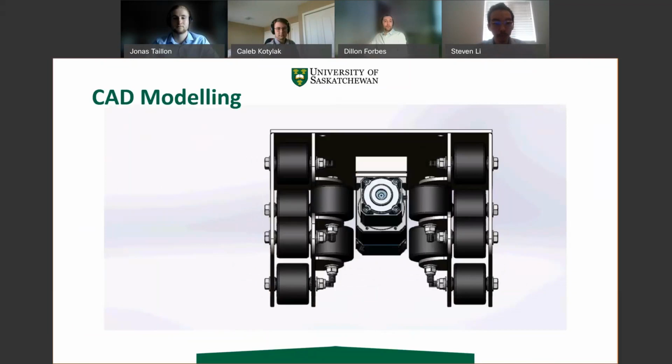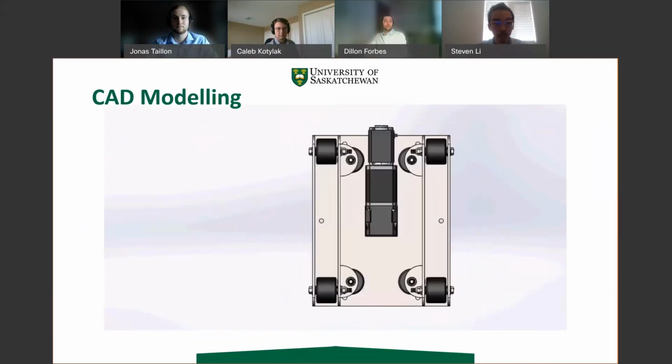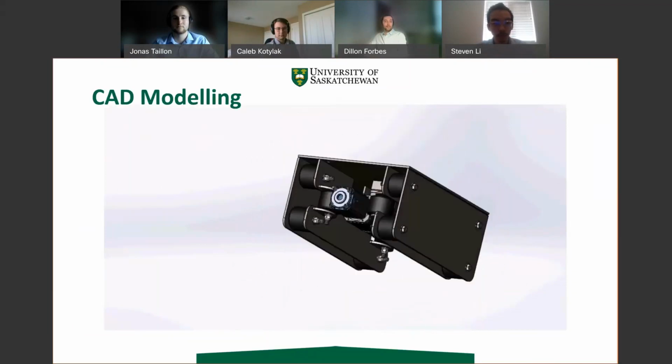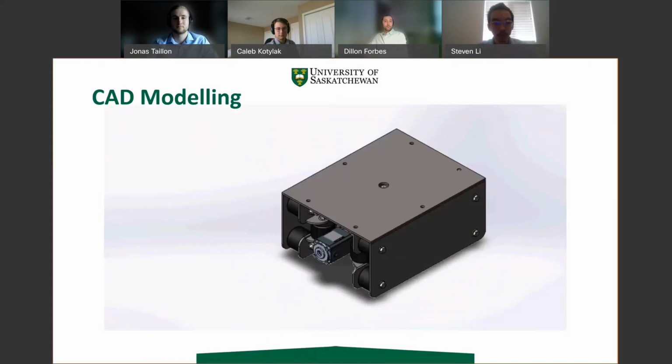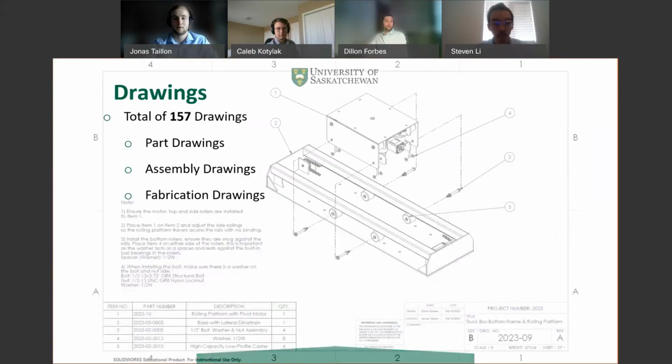For example, all the nuts and bolts were modeled to the correct specifications, allowing us to gain a better understanding of the allowable tolerances. The rolling platform shown is one example of CAD modeling done. From these models, we were able to make drawings, and in total, we delivered 157 drawings to the client, which include part, assembly, and fabrication drawings.